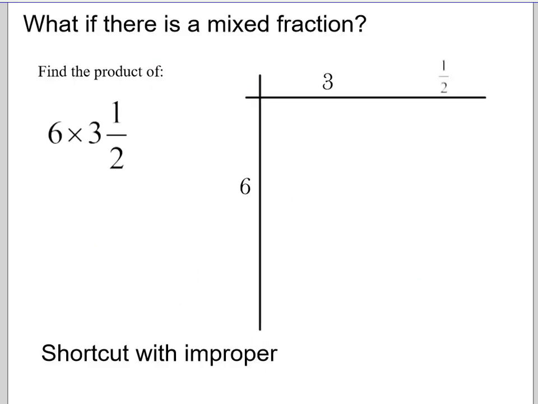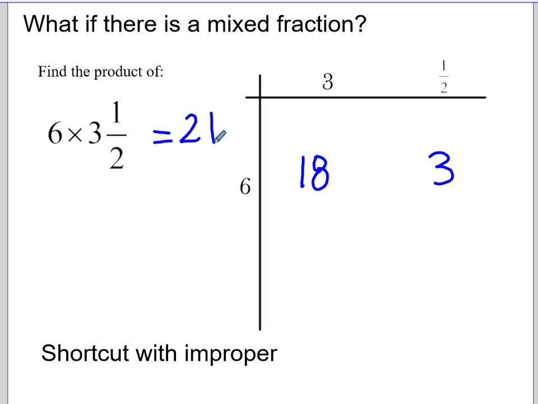Okay, so what if there's a mixed fraction? Well, we'll do this with two methods. One, we can use an area model. It works really well, actually. So 6 times 3.5. You'll notice I break it up into the 3 and the fraction piece, the 1/2. So now 6 times 3, that's 18. And then 6 times 1/2, or what's half of 6? That's 3. Add the two together, and we get an answer of 21.